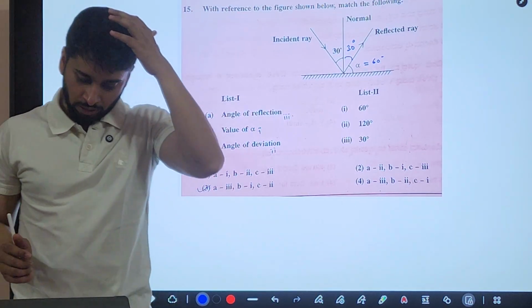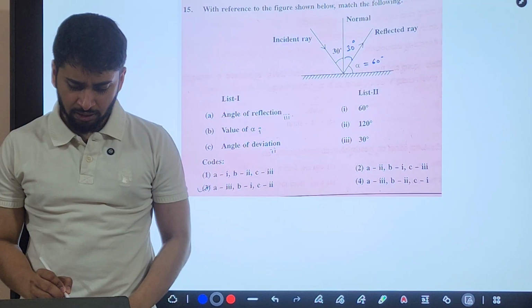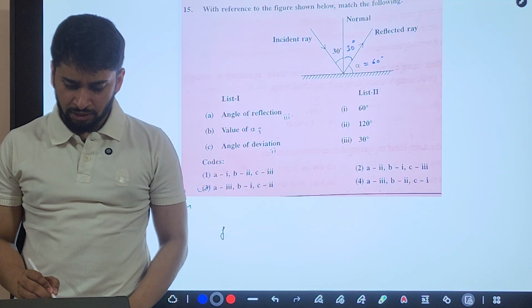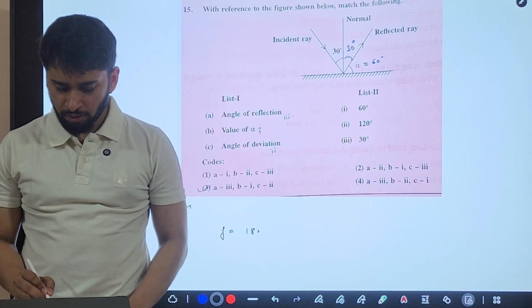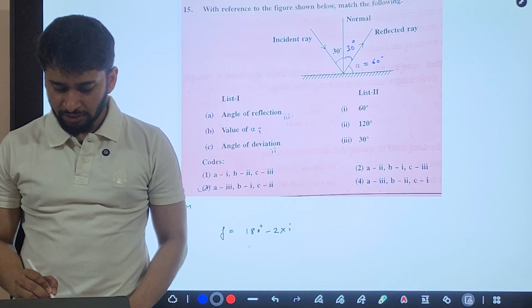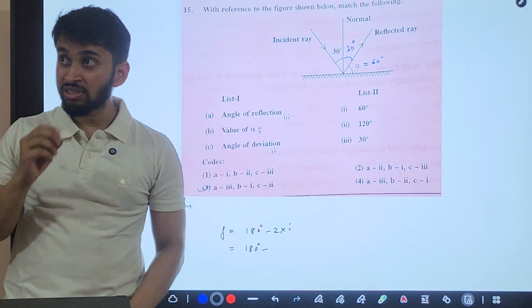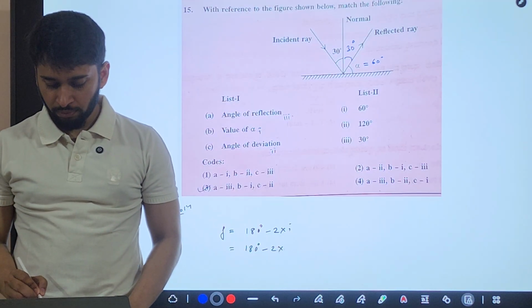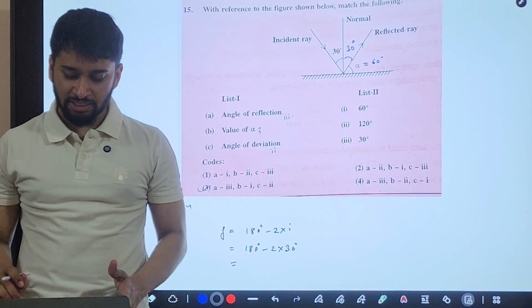Fine. Now, angle of deviation. How much will be deviation? Angle of deviation delta is 180 degree minus 2 times the angle of incidence. That is 180 degree minus 2 times 30. How much is 2 times 30? 60. 180 minus 60 becomes 120.